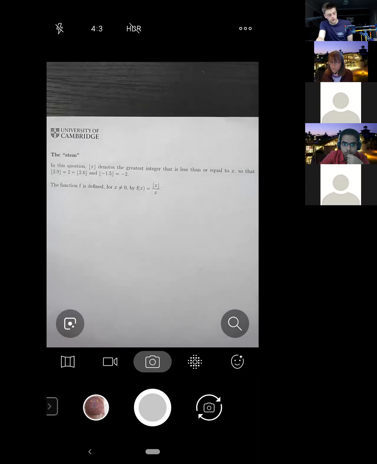Okay, and then we define this function f to be the floor of x divided by x. Okay, and note that it's not defined for x equals 0 because we're dividing by x, so it doesn't really make much sense there. Even though you might feel a bit funny about that because floor of 0 is 0, we still can't define this function here.